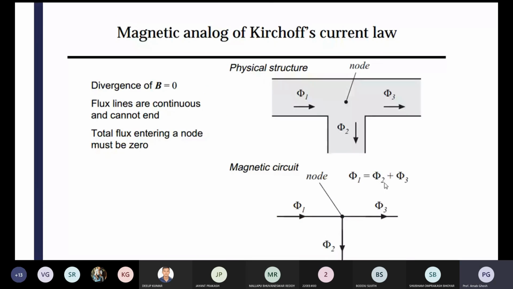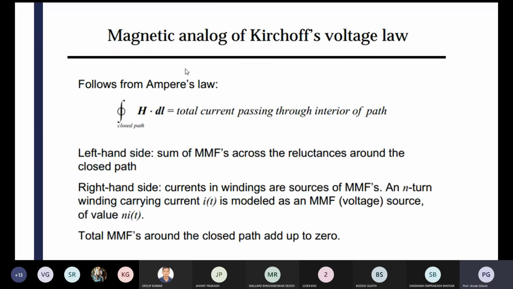So phi 1 equals phi 2 plus phi 3. You know that one, with air gap calculations. Okay, all are there. Then you can use Ampere's circuit law: the total current passing through the interior of the path. So it is magnetic, analogous to Kirchhoff's voltage law.